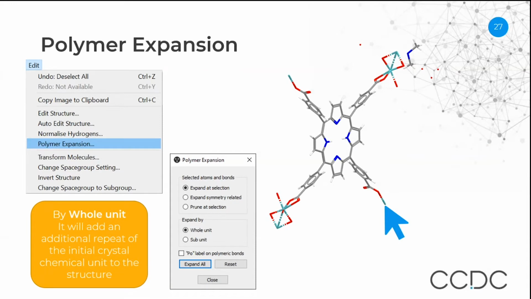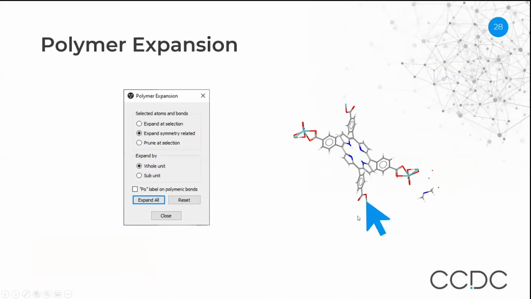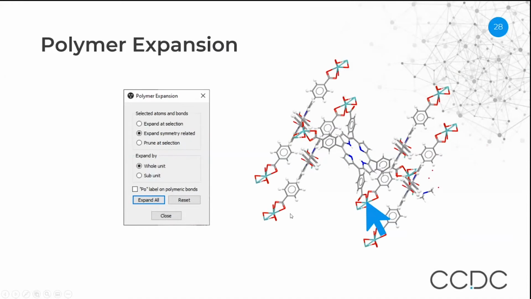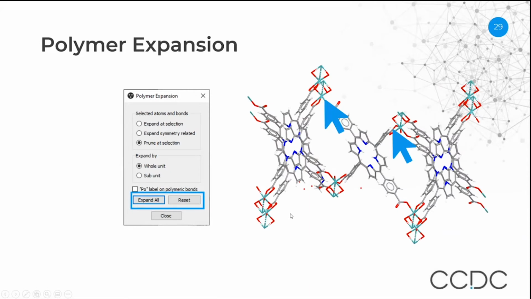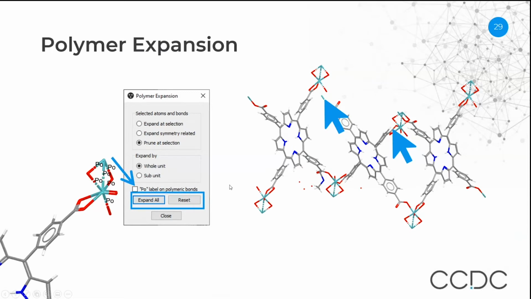We can also expand by a whole unit, which in this case gives the same results as the steps done on the two previous slides. So we've selected whole unit and we can see the same result. Or we could choose to expand all. With now more of the structure displayed, to help us identify where the polymeric bonds are, we could choose to tick the label on polymeric bonds. And these are now displayed with PO labels or polymeric labels.